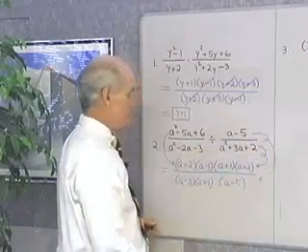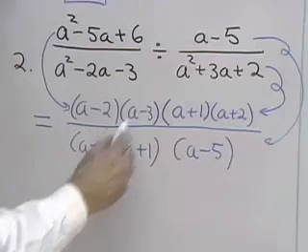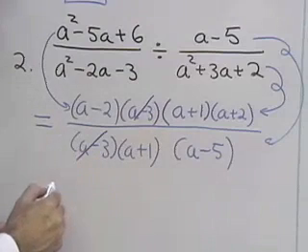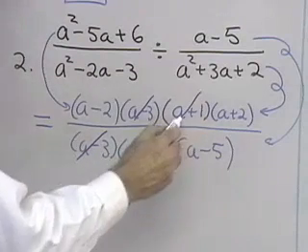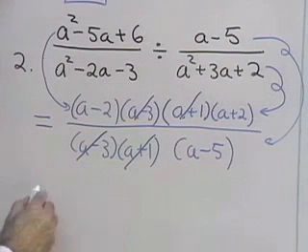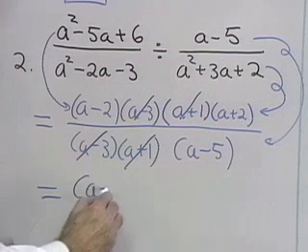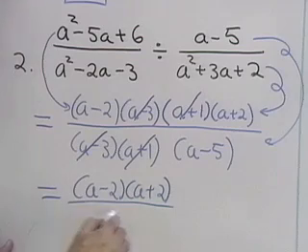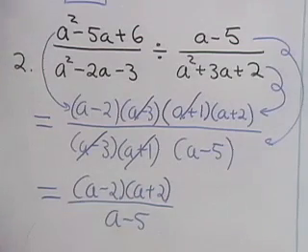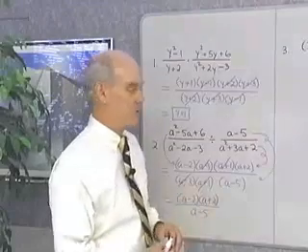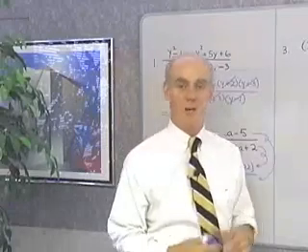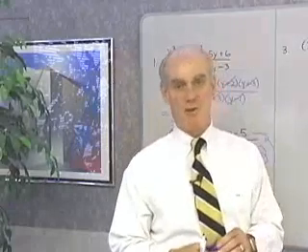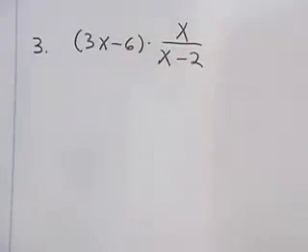Now all I have left to do is look for common factors and divide them out. A minus 3, those divide out. A plus 1, those divide out. And that looks like that's about it. So I end up with a minus 2 times a plus 2, all divided by a minus 5. So division with rational expressions, I simply multiply by the reciprocal, and then I do my factoring and reducing to lowest terms.